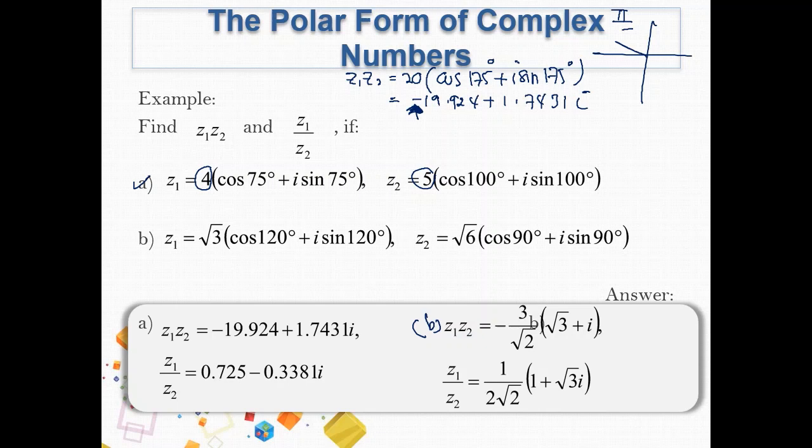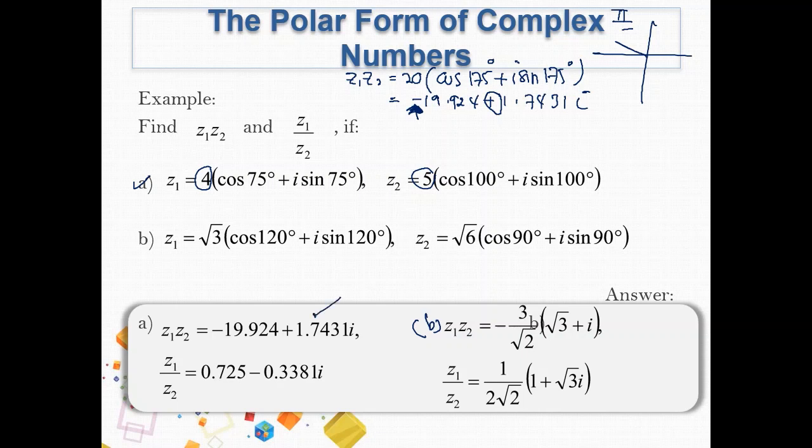This is just to give you the idea. I keep on repeating it so that you remember. Only sine will be positive in the second quadrant. That's why for sine 175 here it is positive.